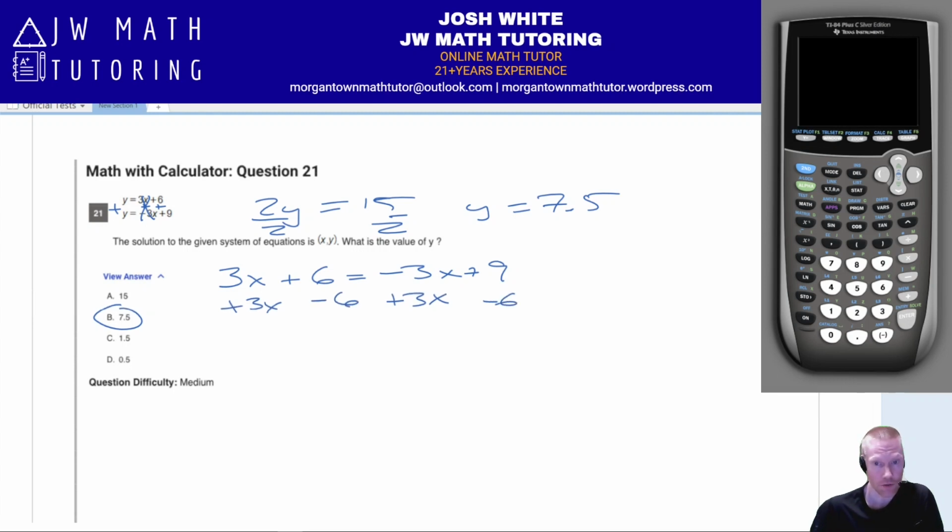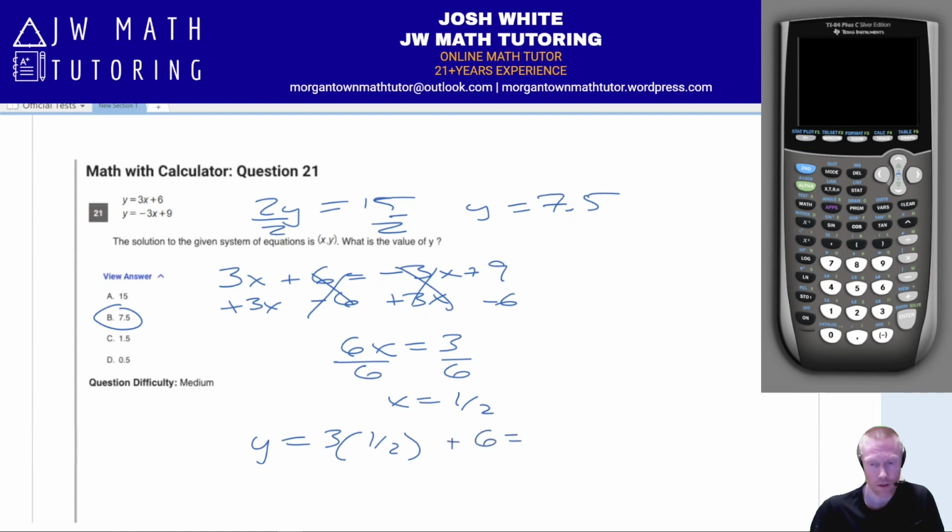So we add 3x to both sides. We subtract 6 on both sides. You get 6x equals 3, or x equals 1/2, or 0.5. Then you go back to one of the original equations to solve for y. I'm going to put it in the top one. Y equals 3 times 1/2 plus 6, or 3/2 plus 6. And you could do it as a fraction. It comes out to 15/2.